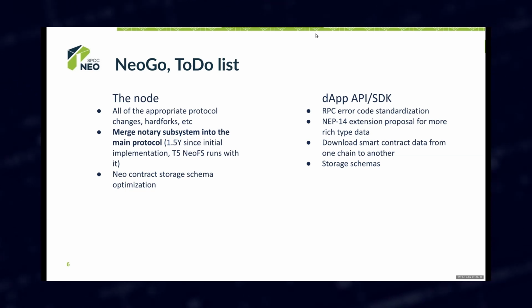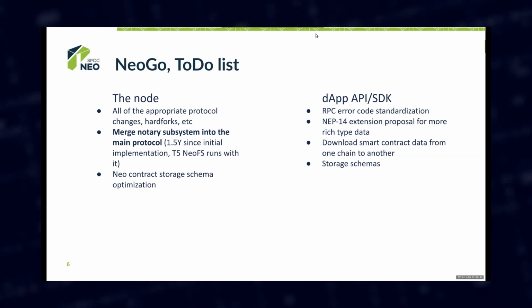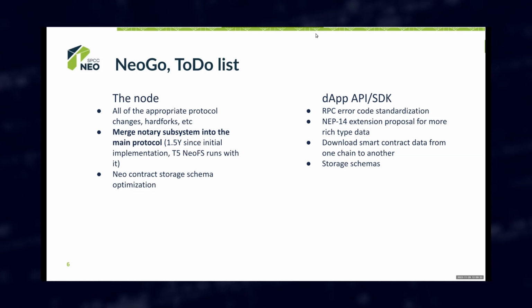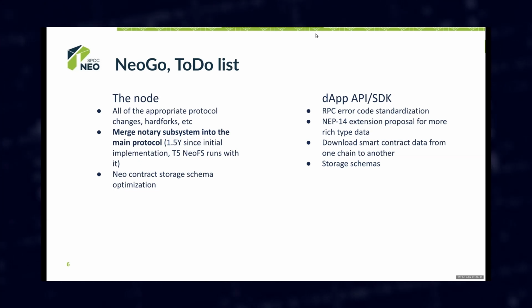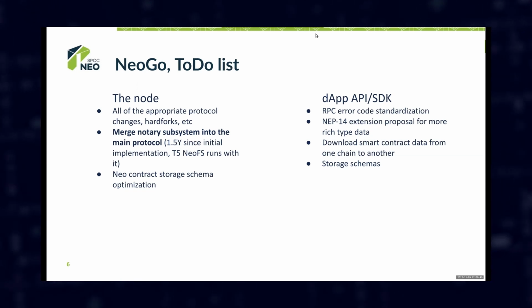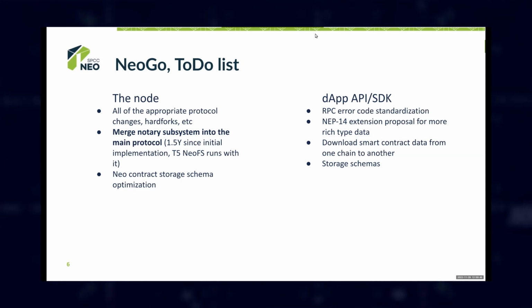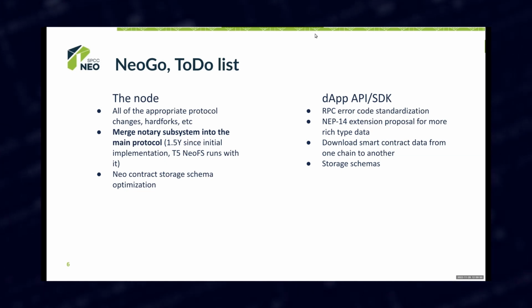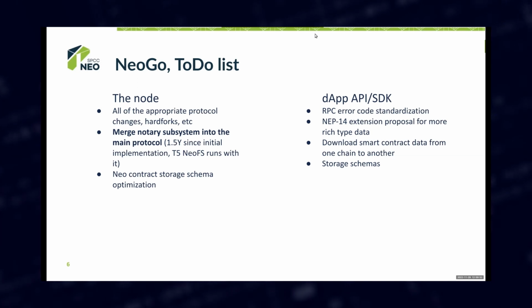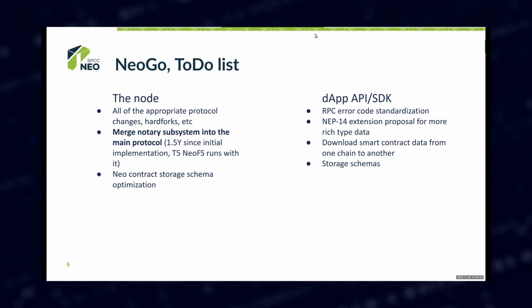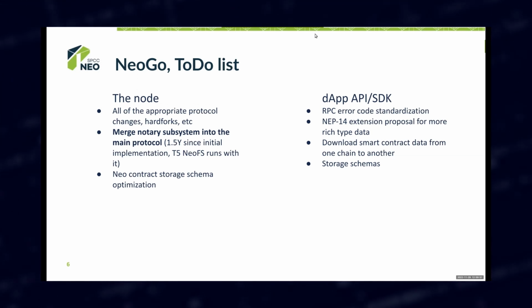And we have two more things from the previous to-do list. That's about smart contract data from different chains, to be able to transfer it from one chain to another. And yes, that's still in our queue. And we also still want to have some support for storage schemas. So yes, we will be doing that as well.